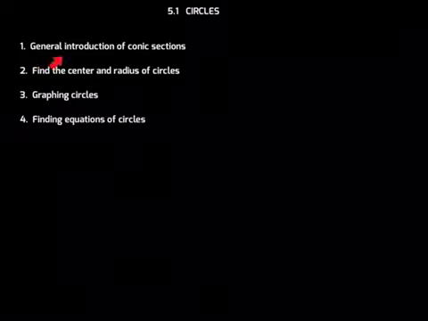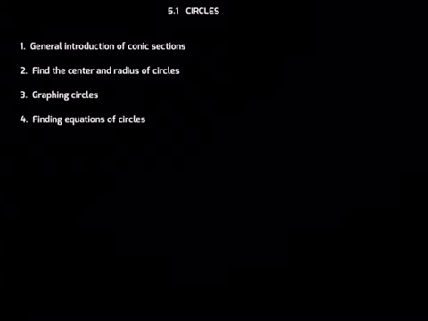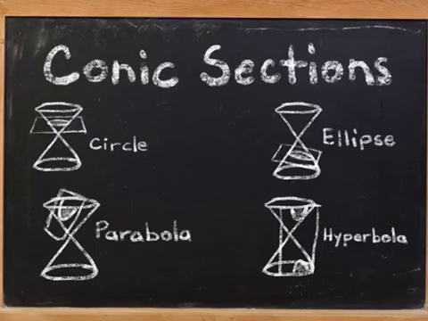First, we want to give a general introduction of what we mean when we say conic sections. Find the center and radius of circles. We're going to graph some circles, and then we're going to find equations of circles. These are 4 different things that we'll walk through together. Now, the first objective is just you and I trying to understand what we mean by conic sections.